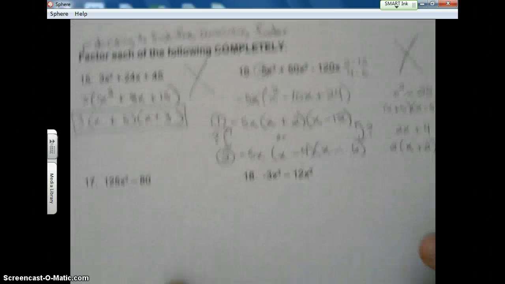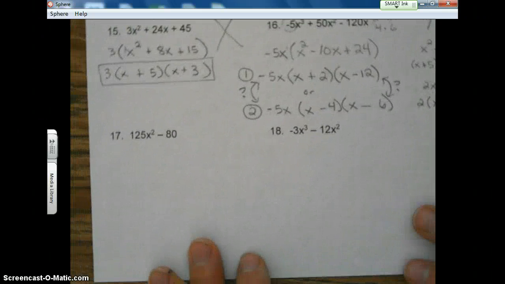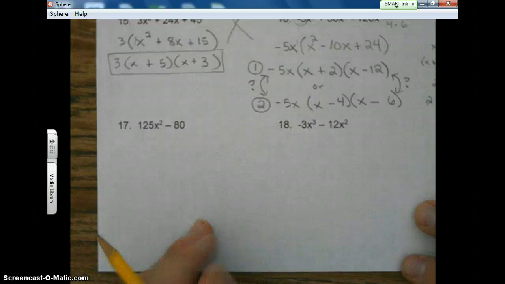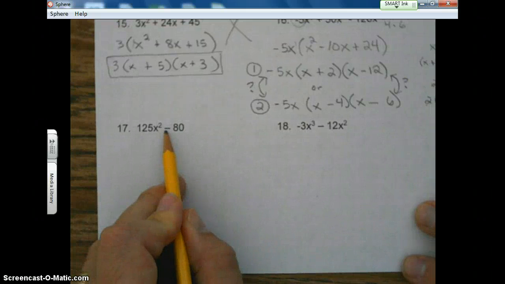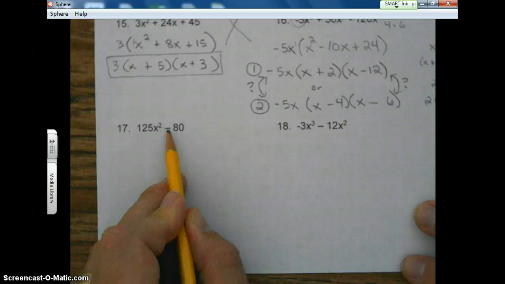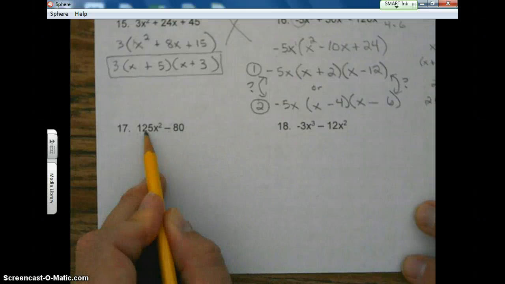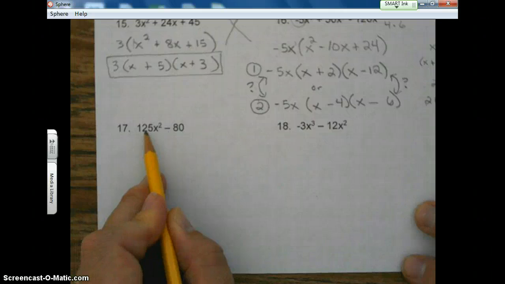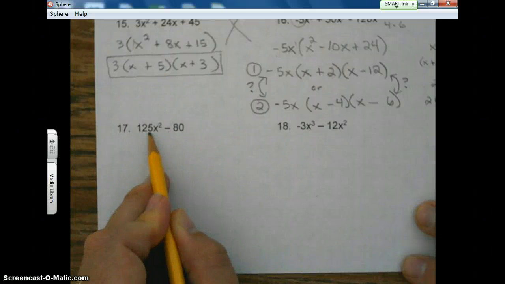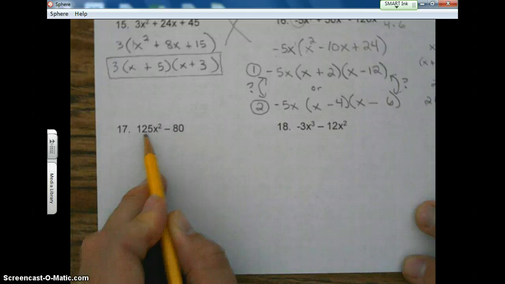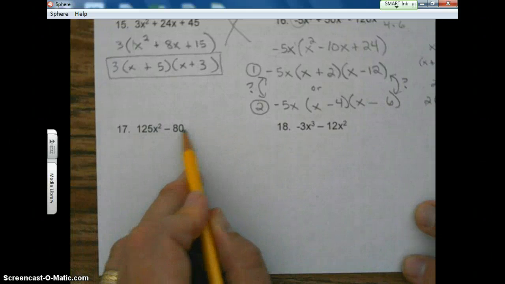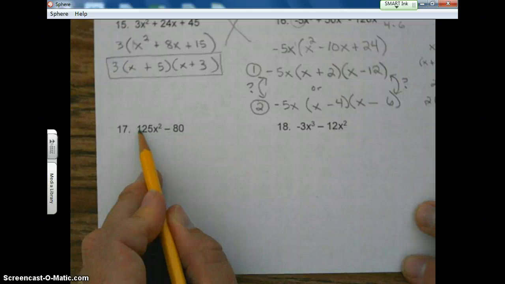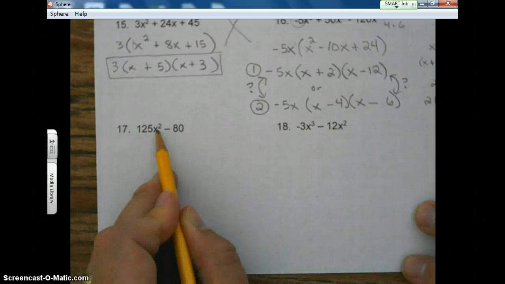Okay? Let's look down at number 17. You see that minus? You should automatically ask yourself, is this a difference of 2 squares? Let's see. Well, 10 times 10 is 100. 11 times 11 is 121. No, that's not a perfect square. That's definitely not a perfect square. So, it is quadratic. We could do the x factor.